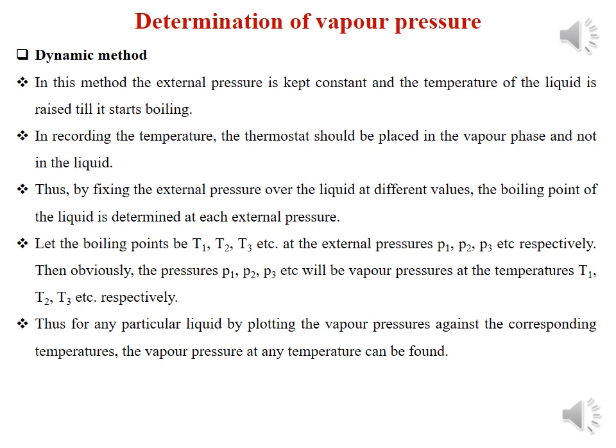So let us assume that the boiling points are T1, T2, T3, etc. at external pressures P1, P2, P3, etc. Then obviously the pressures P1, P2, P3, etc. are the vapor pressures at the temperatures T1, T2, T3 respectively. So for any particular liquid, if we simply plot the vapor pressure against the corresponding temperature, the vapor pressure at any temperature can be found.